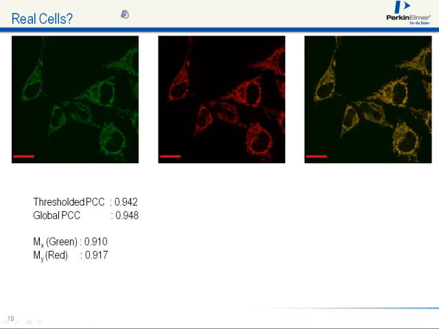These cells have been labelled with a mixture of MitoTracker Green and MitoTracker Red. And as you would expect, we get a great correlation for both global and thresholded PCC. And this is really important because it shows that our ability to generate negative correlations isn't gained at the expense of our ability to generate positive correlations, so we can still get good positive results.